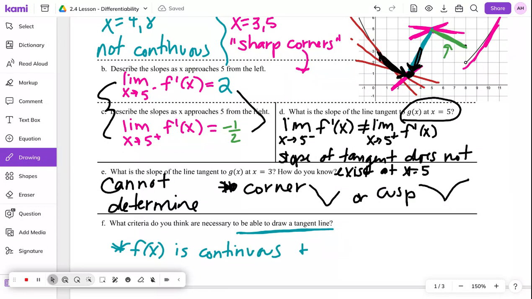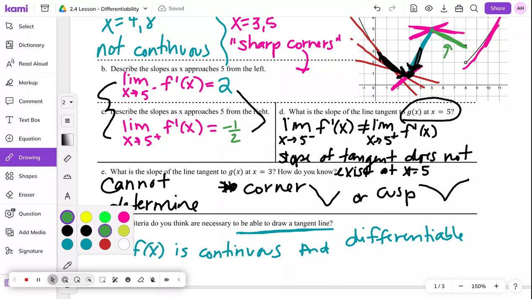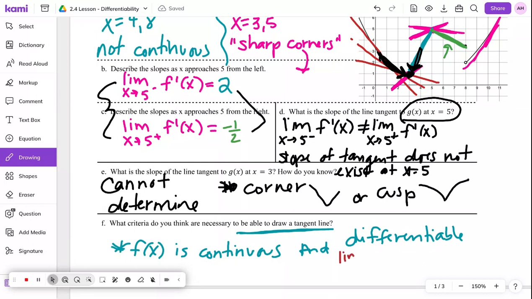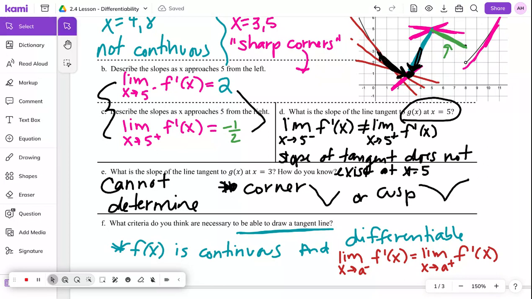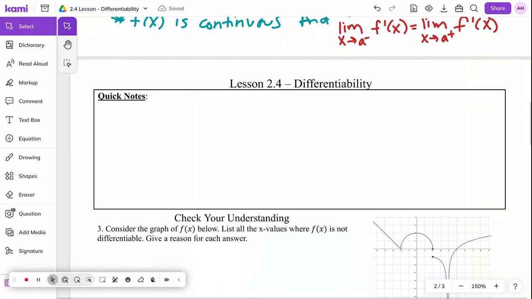And differentiable. And we're going to define what differentiable means in our notes on the other side. But when I say differentiable, what I mean by that is that the slopes coming in from the left, so the limit as x approaches a from the left of f prime, my slopes of my tangent lines from the left, are going to be equal to the slopes of my tangent lines from the right. So I'm writing this f prime of x in there instead of f of x. So that's the criteria in order to be able to determine the slope of the tangent line at any given point. And so if we're ready, we're going to flip this over and we're going to take some quick notes.